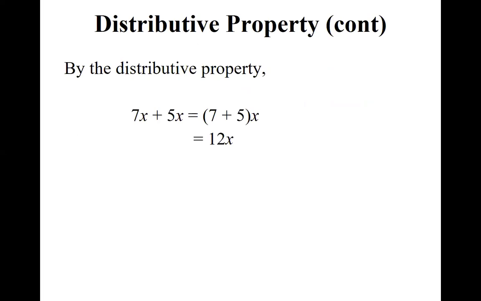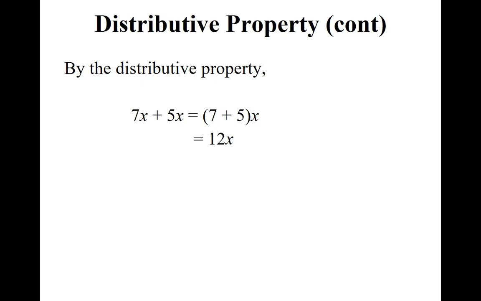This example should clear up why this form of the distributive property is going to be useful for us. It says that 7x plus 5x would be 7 plus 5 times x. And we know 7 plus 5 is 12. So 12 times x, 12x. That's how we know that 7x plus 5x is 12x. The distributive property is working in the background.